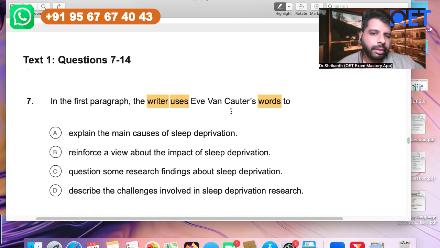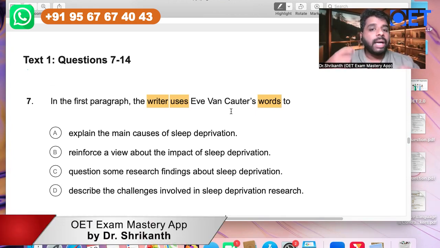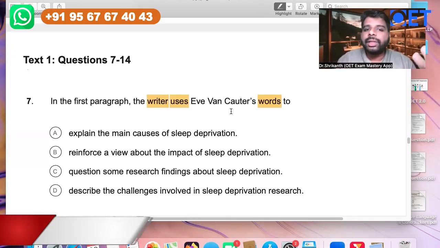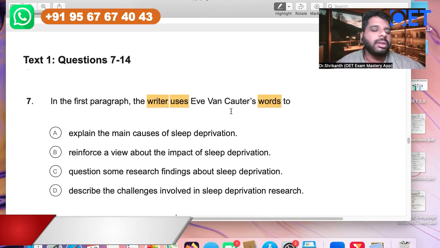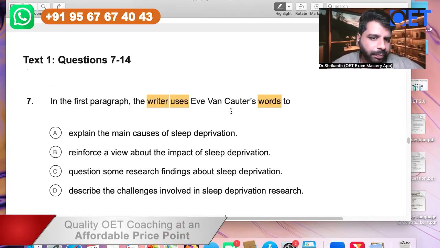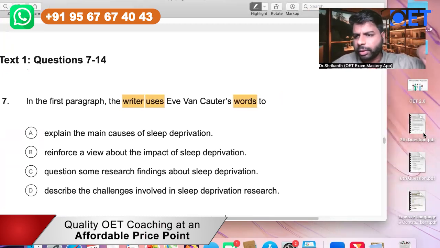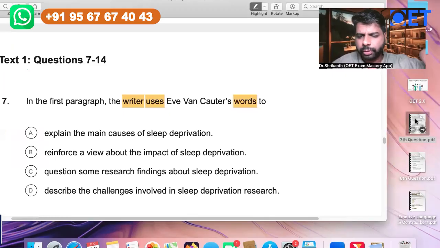And what is your duty here? Your duty over here is to understand why the writer is using these words. So this is a purpose type question. Purpose basically means to identify the reason. So here you need to find out for what reason, for what purpose, for giving us what message he is using E. Von Cotter's words. That is your duty over here, right? Let me just open this document that I have prepared. I'll be sending this document to you later on.